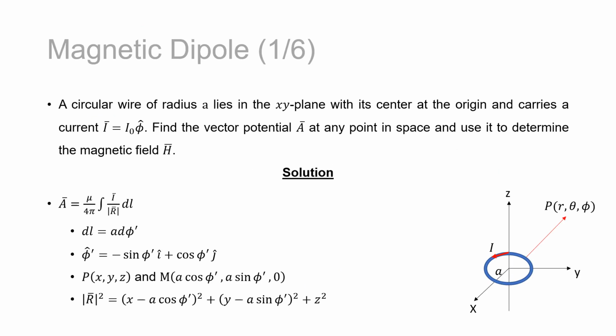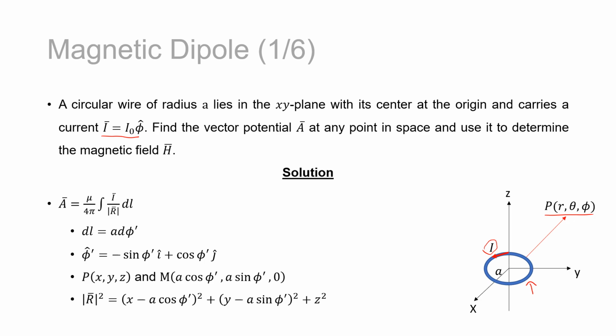Simply, we have a circular loop placed in the xy plane. It has a current I, which equals I naught in the direction of phi, and we would like to calculate the resulting magnetic field at a point P (r, theta, phi).